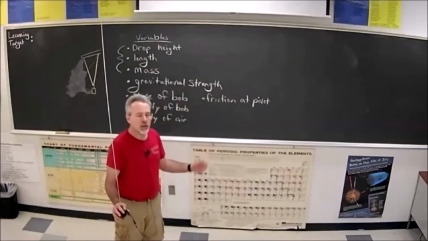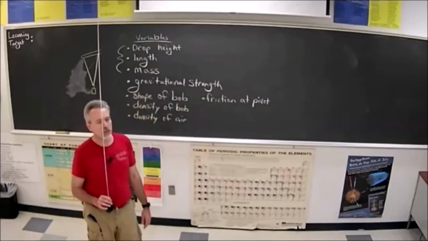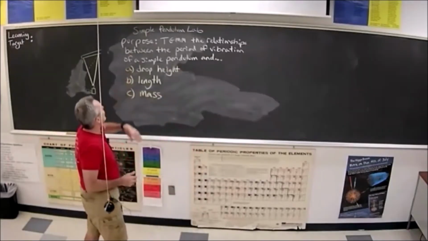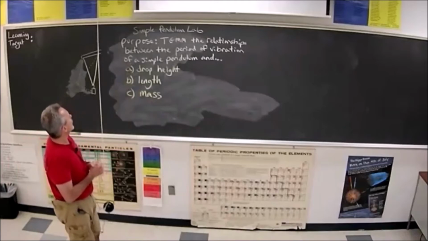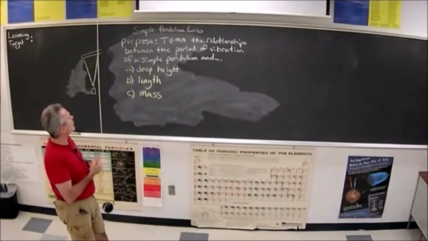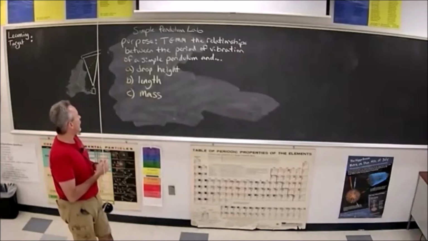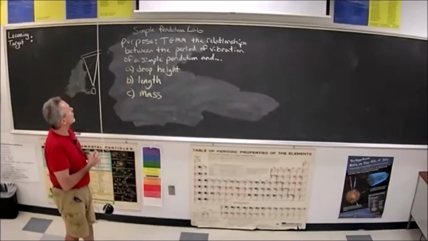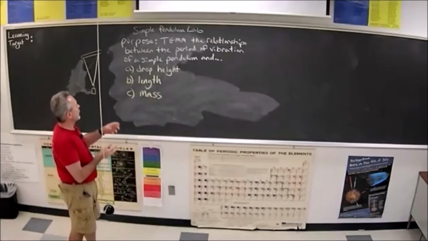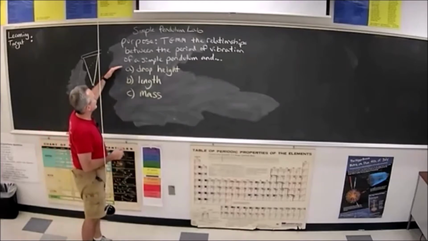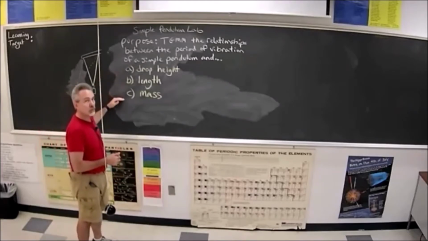Okay, so the next step is we need to name this lab, write a purpose statement and a procedure and data tables and stuff. Okay, so we're calling this lab the Simple Pendulum Lab, and the purpose is to graphically and mathematically model the relationships between the period of vibration of a simple pendulum and the drop height, and the relationship between the period of vibration and the length, and the relationship between the period of vibration and the mass. Now, it's really important that when we do this lab, you get 6 data points for each of these 3.